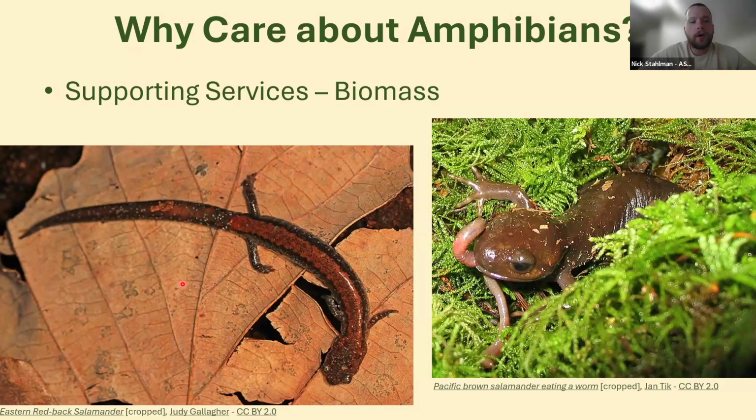So it's always argued that these salamanders are the heaviest organism. Like if you took all of the redback salamanders out there in the Northeast and put them on a scale, and then took all the white-tailed deer and put those on a scale, the salamanders would outweigh all the deer. And there is some truth to that, especially in a forest.